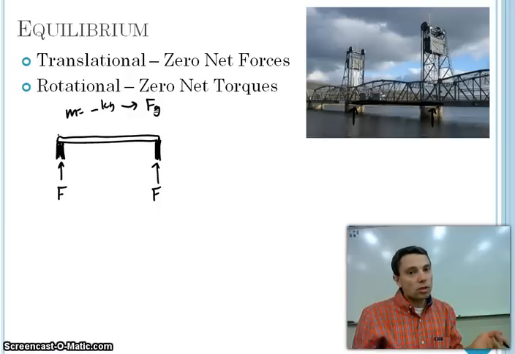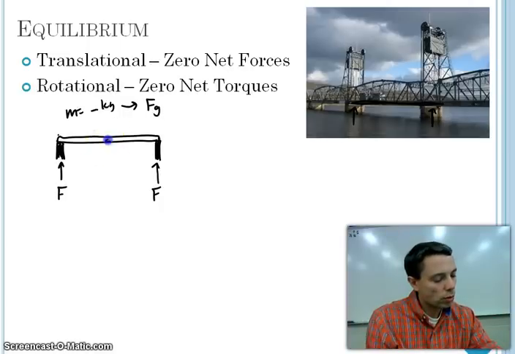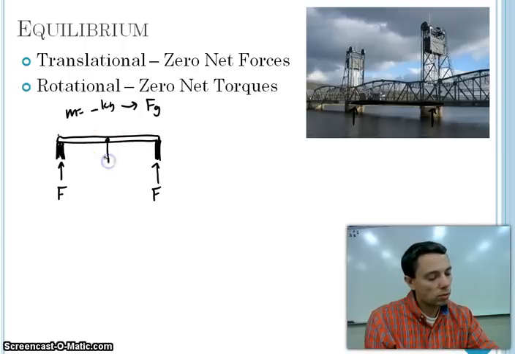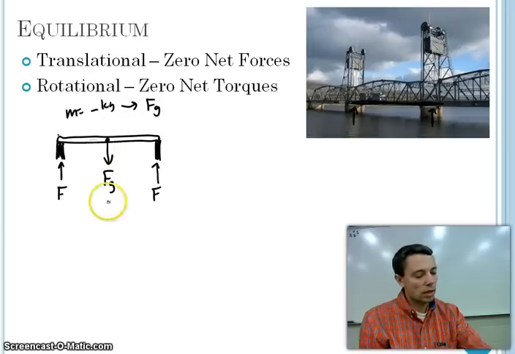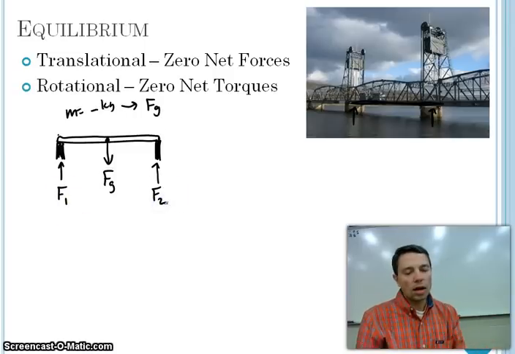Typically, we build bridges to be uniform. We don't build them like a baseball bat where you have heavy and light ends. So in other words, we could put a point right here to represent the center of mass of our bridge, and we'd have then the weight of our bridge. Now, in an ideal situation, the amount of force going down is equal to the amount of force going up. So in other words, each of these pylons would have to support the weight of half of the bridge.